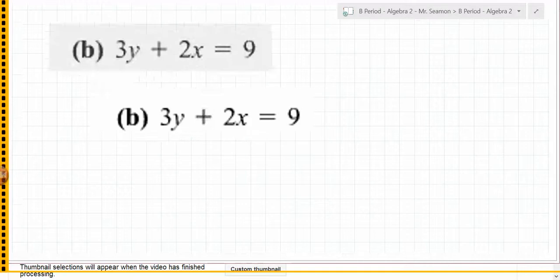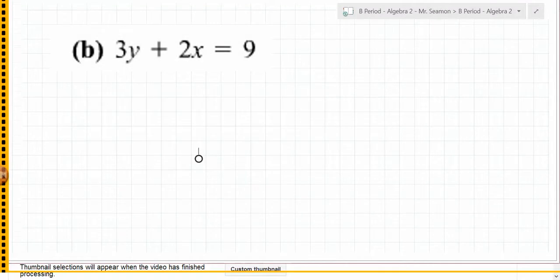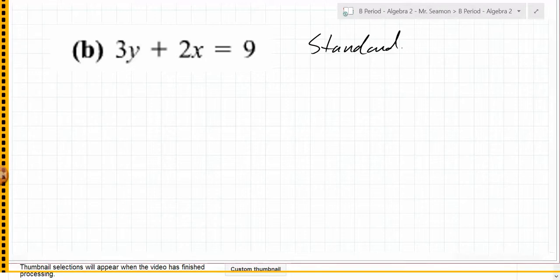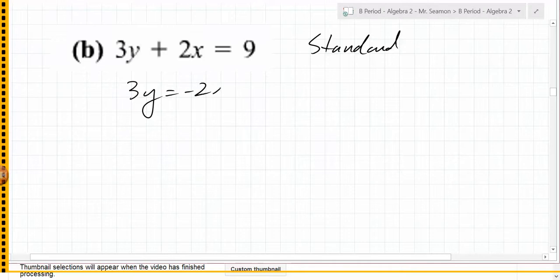What about this, though? Is this in the form we want it to be in? No. What form is it in, Calvin? Yeah, what's it called? Standard form. This is nice because standard form gives you the intercepts, but I don't want the intercepts in this case. I want to convert this into y equals mx plus b. If I wanted to convert that, what would I do first? There's a couple things you could do first. Rachel. Subtract 2x. Yeah, 3y is equal to negative 2x plus 9.